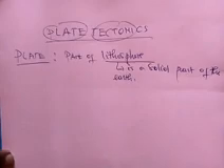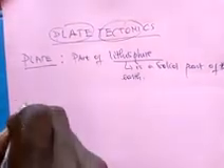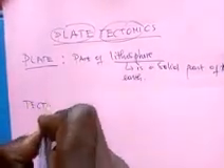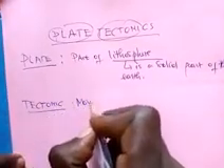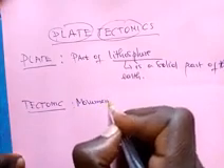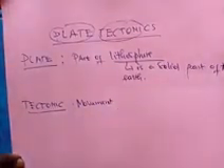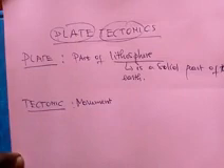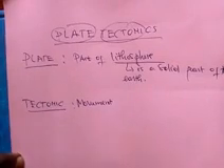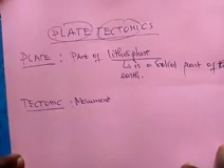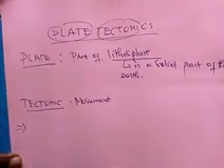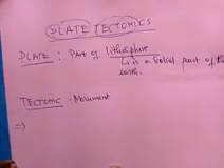Apart from plate, let's see tectonic. Simply, tectonic means movement. When plate and tectonic are combined together, they give us a full meaning of plate tectonics. This is the component of the crust moving or floating on the mantle.